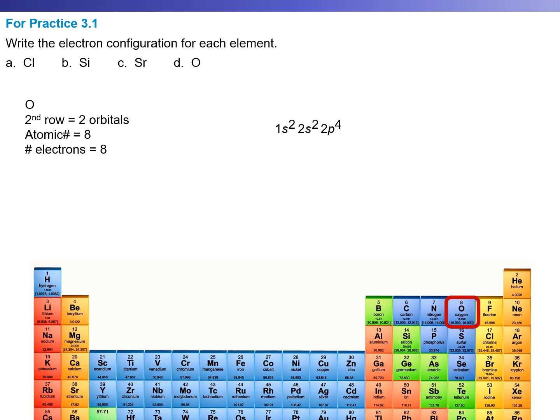Now, could we write this another way? Sure, we could. Not really necessary, but we could. We could do the abbreviated thing where we would take helium, drop it in right there, and then bring down the second orbital information. And we've written the shorthand version of oxygen. All right, and with that, we are done with the first question.